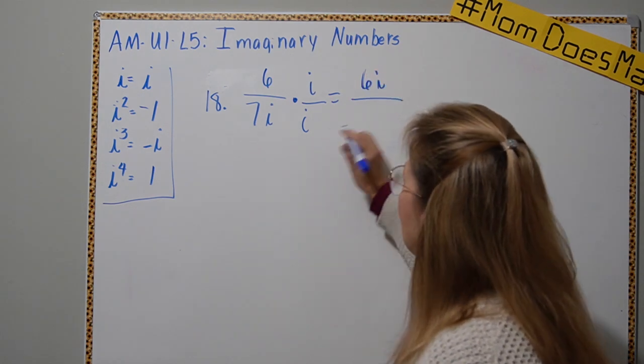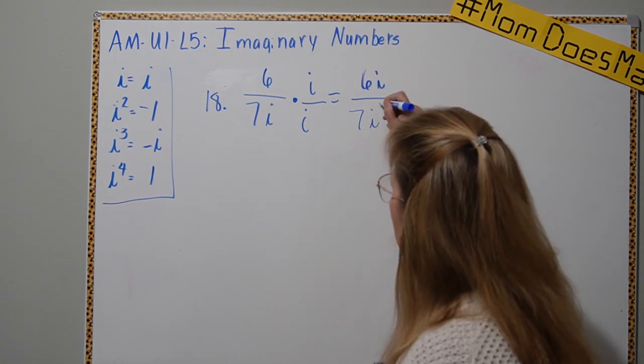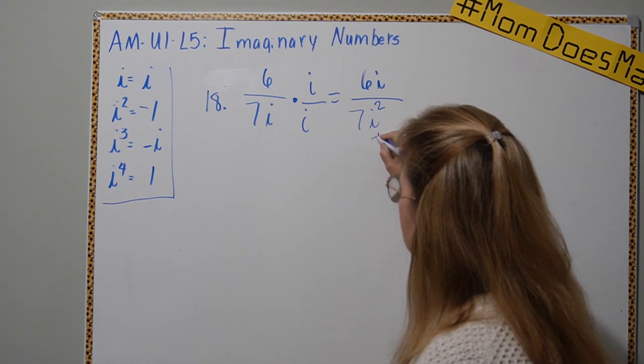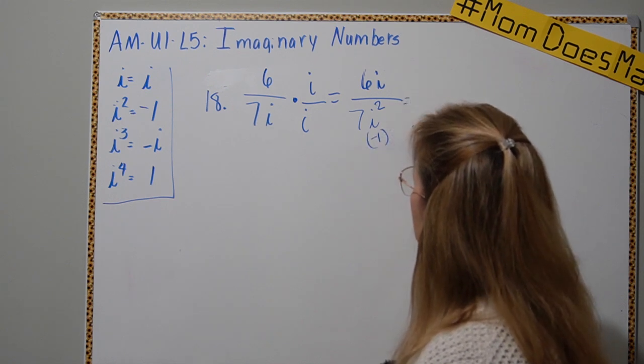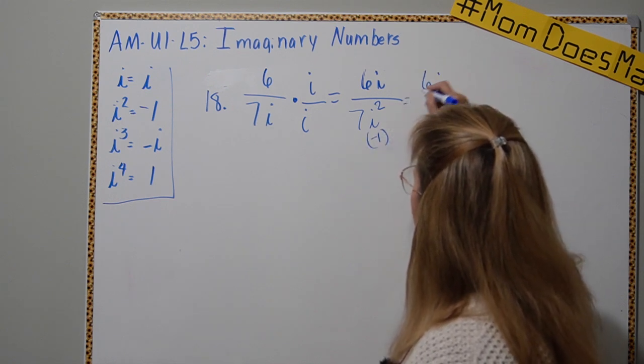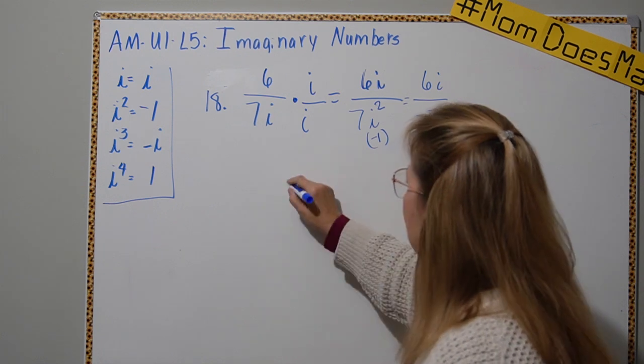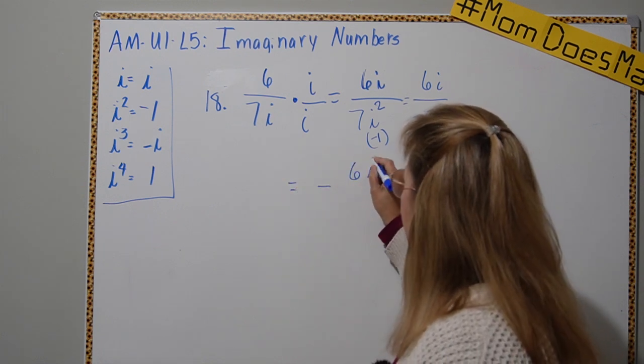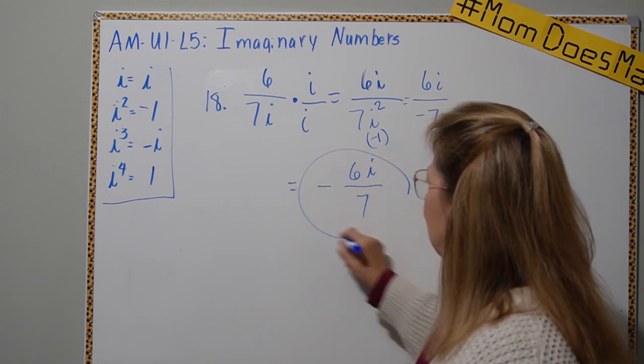All right, 7i times i is 7i squared. Now what's i squared? Negative 1. So what you actually have now is 6i over negative 7. And we would just write that, put your negative out front.